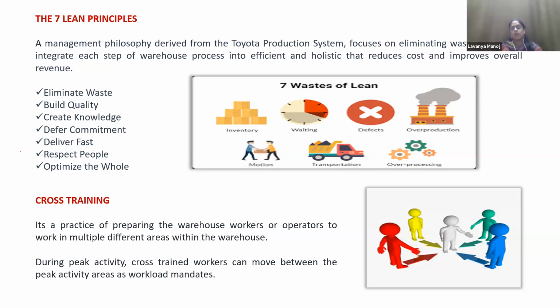Deliver very fast, don't take too much time, don't lag. And respect people, whether it's a CEO of the company or a low level worker. Respect people within the organization. Optimize the whole: optimize most of the resources, optimize most of the production, optimize most of the warehouse space, whatever it is, optimize most of the time when you're in the organization. Don't waste time or don't waste energy, whatever. So these are the main principles which are being followed.